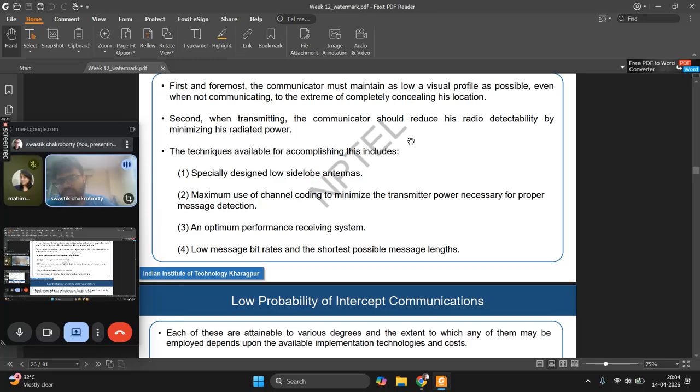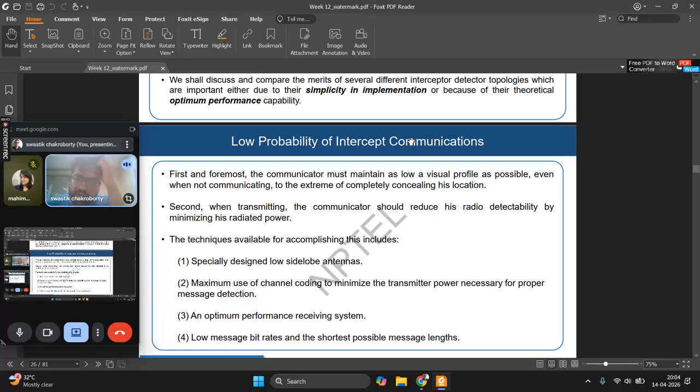So first and foremost, the communicator must maintain as low a visual profile as possible, even to the extreme of completely concealing its location. Second, when transmitting, the communicator should reduce his radio detectability by minimizing his radiated power. The first and foremost principle in evading detection is that you have to reduce power. If you send a lot of power, no matter what technique you use, you will be detected.